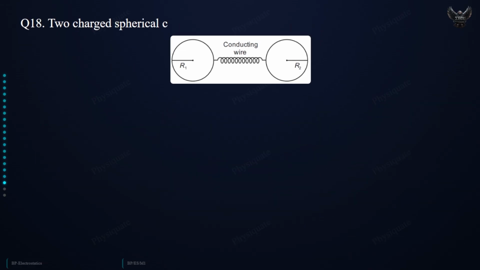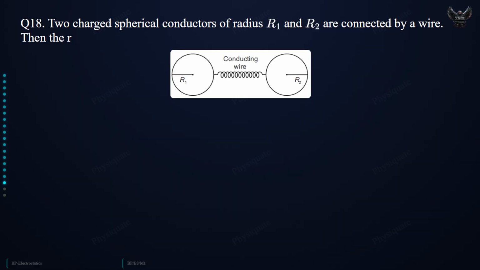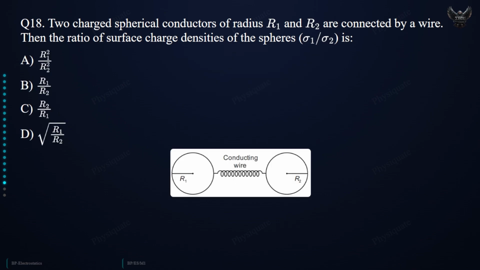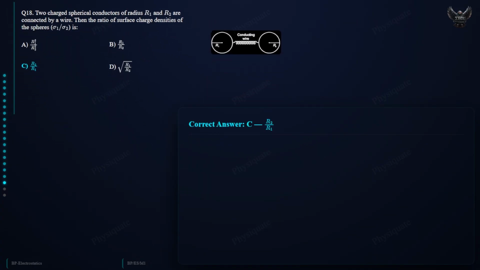Question 18. Two charged spherical conductors of radius r1 and r2 are connected by a wire. Then the ratio of surface charge densities of the spheres, sigma 1 divided by sigma 2, is. Correct answer is option. When two conducting spheres are connected by a wire, charge redistributes until the electric potentials of both spheres become equal.